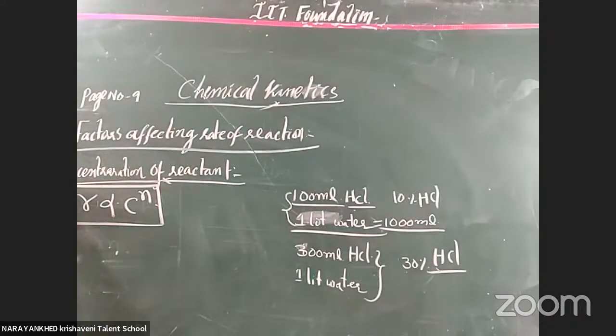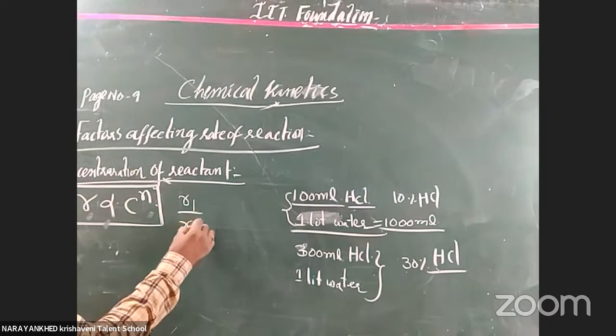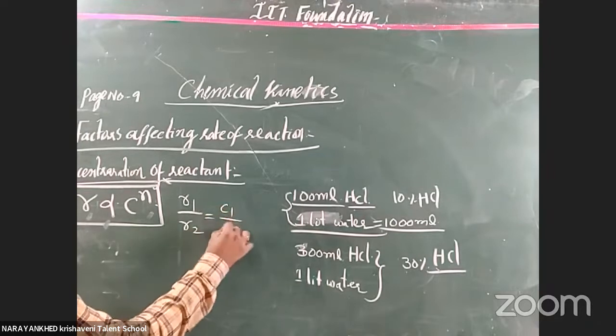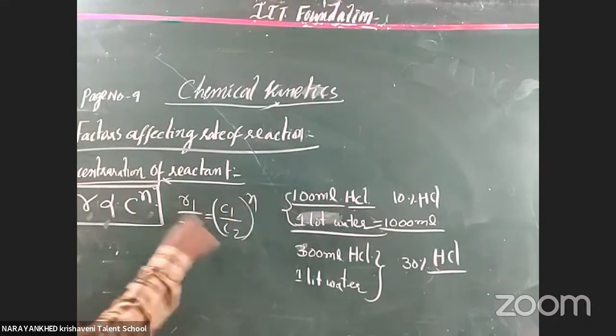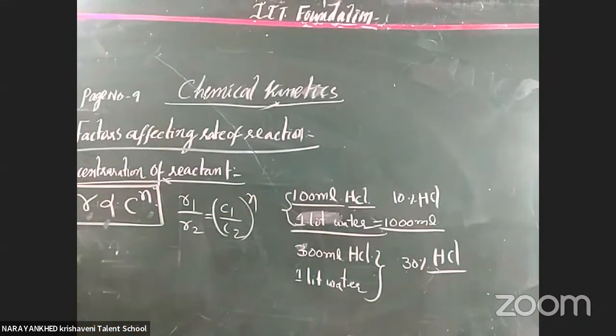This is a very, very important formula for finding the rate of reaction. The question may be asked on this particular problem, giving the rate of reaction or the concentration of our reactant. We require a particular relation. How do we write the relation? R1 by R2 is equal to (C1 by C2) to the power of n. There are two reactants, and they have this relation.